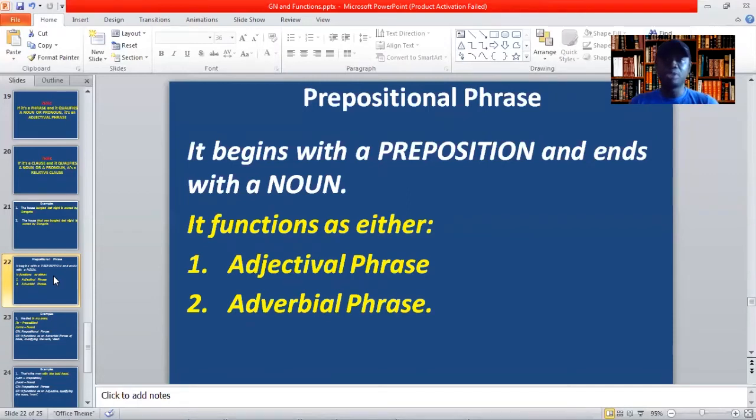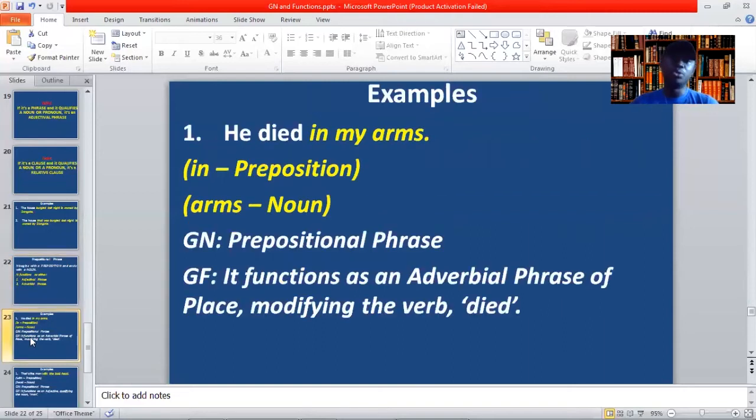A prepositional phrase begins with a preposition and ends with a noun. It functions as either an adjectival phrase or an adverbial phrase. Note, there is no prepositional clause. For example, he died in my arms. If you look at the words in italics, it begins with a preposition in and ends with a noun, arms.